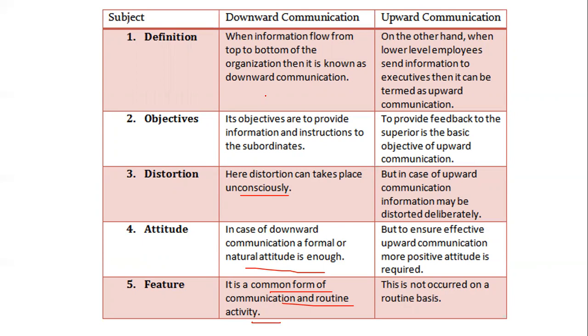When we say upward communication, it is something where the lower level sends the information to the executives, and then it goes to the higher level. The basic objective is to provide feedback to the superior. In upward communication, information can be distorted easily. There is a scope of distortion here. To ensure the effectiveness of upward communication, a more positive attitude is required. And it does not occur on a routine basis. It only takes place in specific conditions.